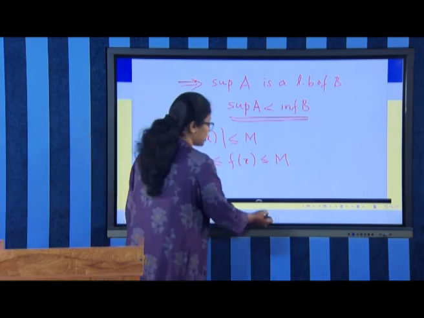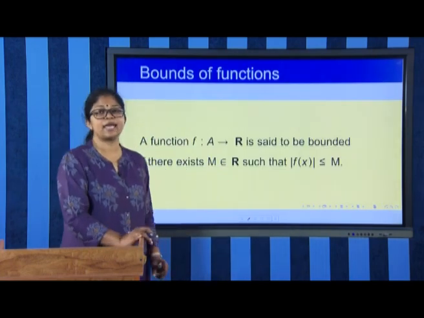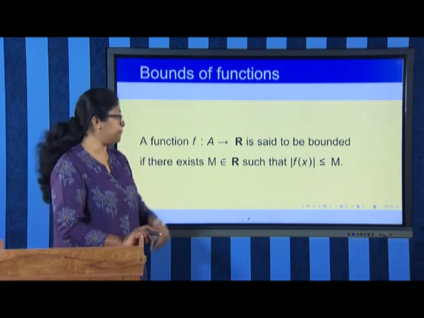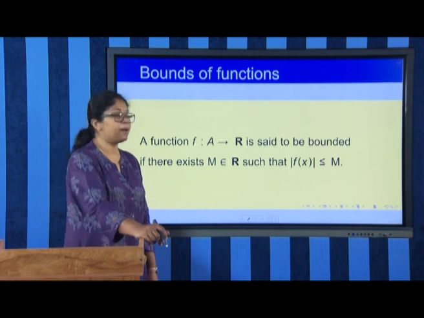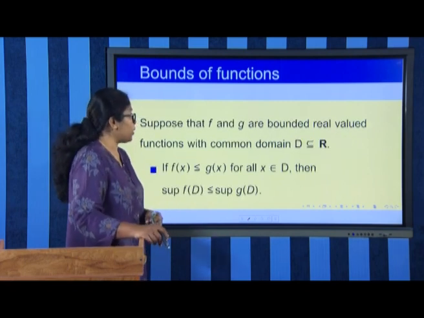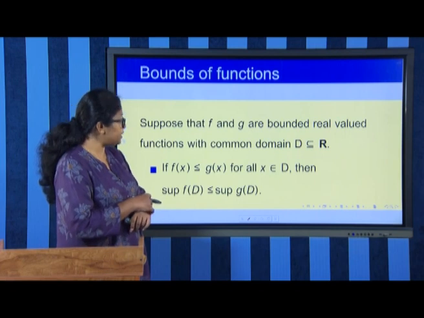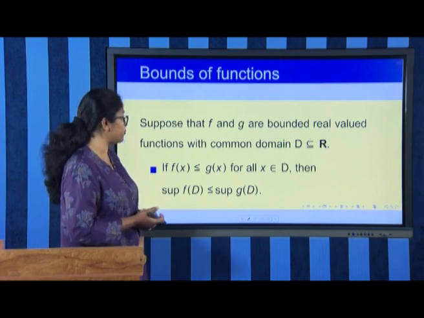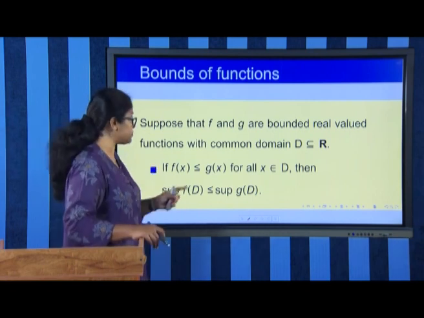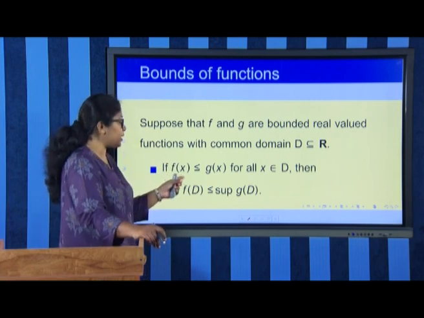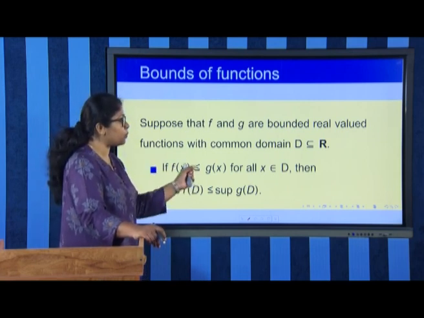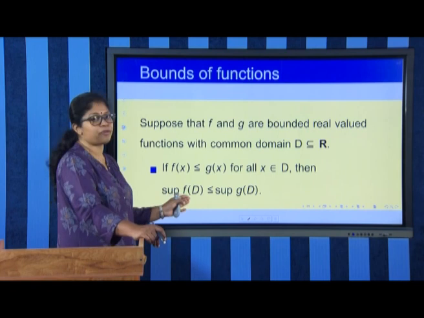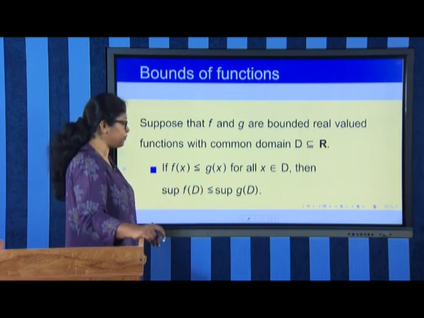So, this definition is enough to guarantee that the image set is bounded above as well as bounded below. Such a function is said to be a bounded function. Now, we have a theorem showing that if f and g are two bounded real valued functions with a common domain D subset of R, and we are given a condition f of x is less than or equal to g of x for all the x values in the domain, then the supremum of f of D is less than or equal to the supremum of g of D.